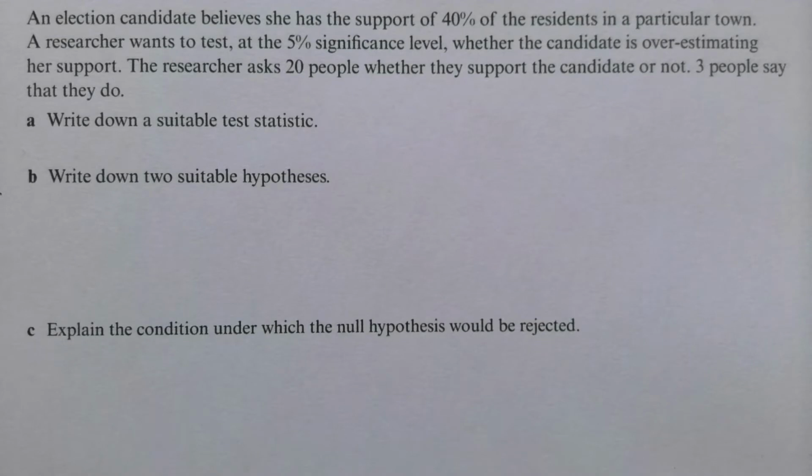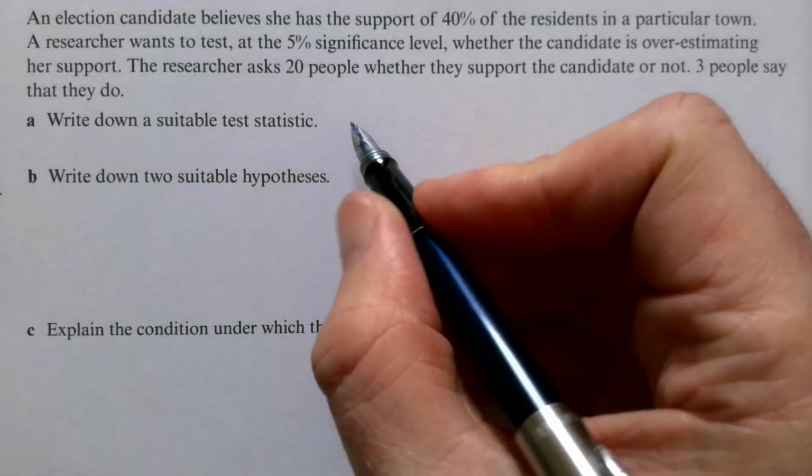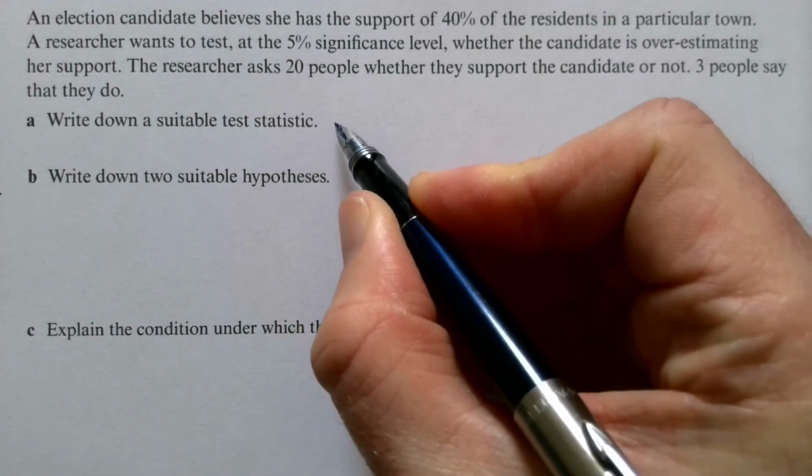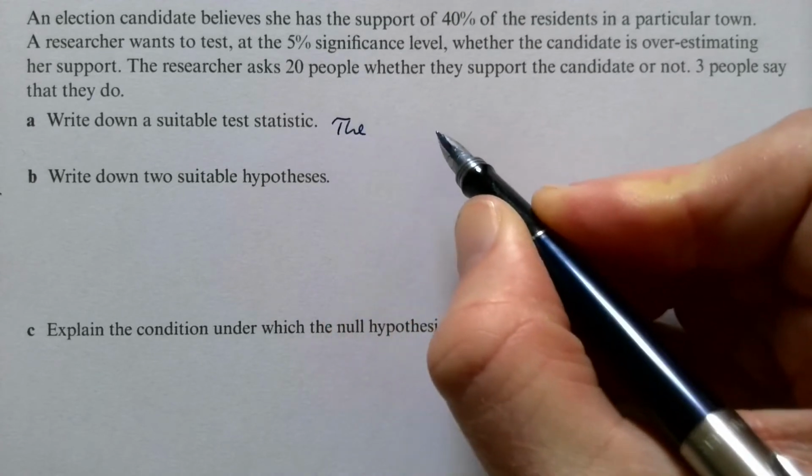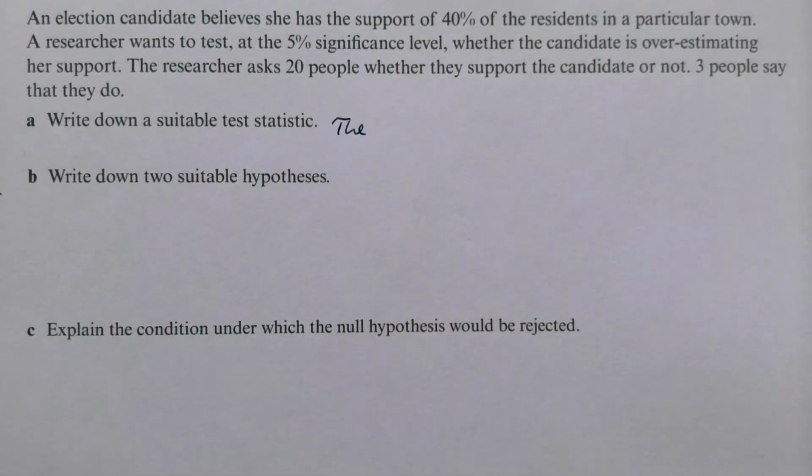Right, so I'll pause the video and write the question down and get as far as you can on this. So your suitable test statistic is going to be how many people support the election candidate. It says that she reckons she's got 40% of the residents, and the researcher has asked 20 people whether they support her or not. So 3 people say that they do. So the suitable test statistic would be the number of people who say that they do, which is 3, isn't it?